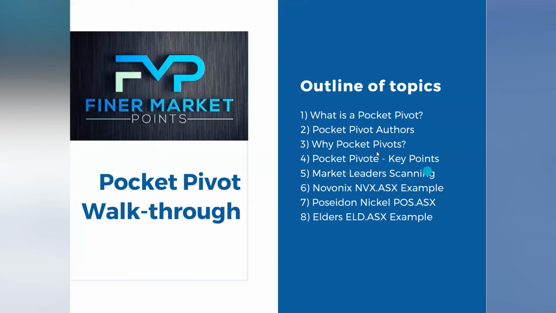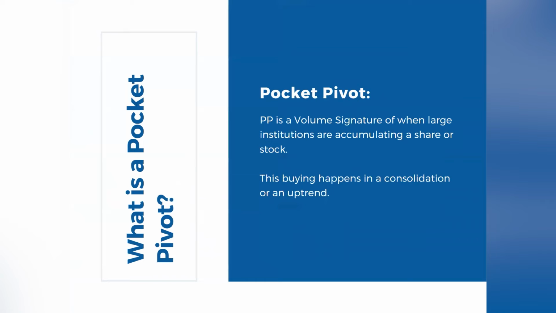So what we're going to do today is walk through and see what is a pocket pivot. Now look at the authors and where it came from, who made it, who designed it, why use pocket pivots, the key points, the market leaders scanning and why that's important, and then 3 examples, Novonix, Poseidon and Elders, to see how it's been used in recent times.